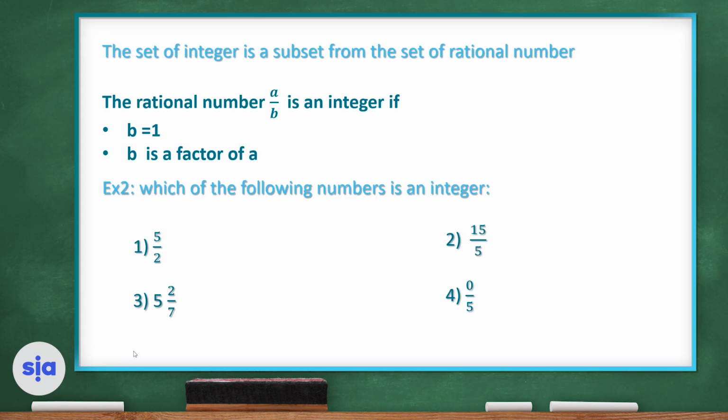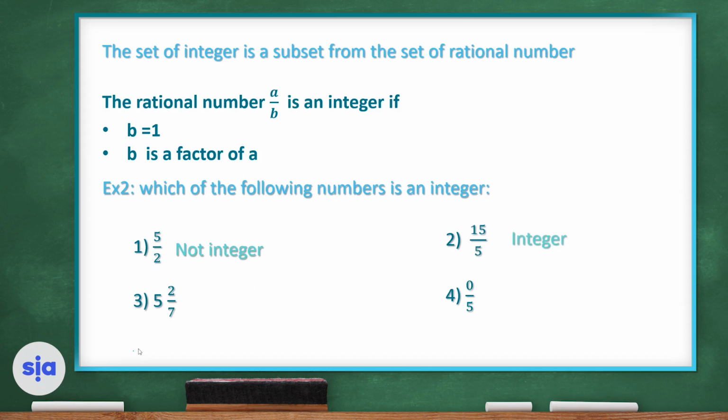Exercise number 2. Which of the following numbers is an integer? We said again, an integer is a whole number, no decimal, no fraction. In number 1, 5 over 2, is it an integer or not? Definitely it's not an integer. Question 2, 15 over 5. What's 15 over 5? 15 over 5 is 3, and 3 is an integer.